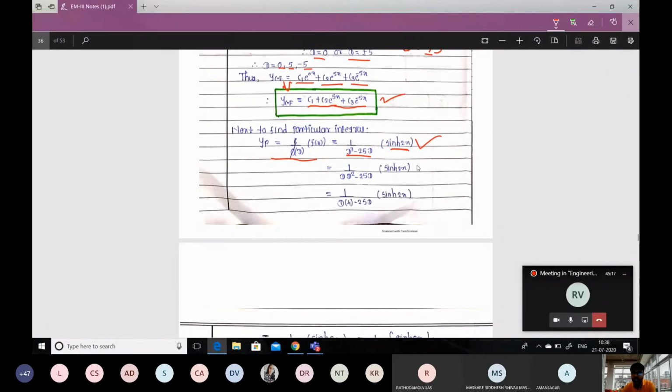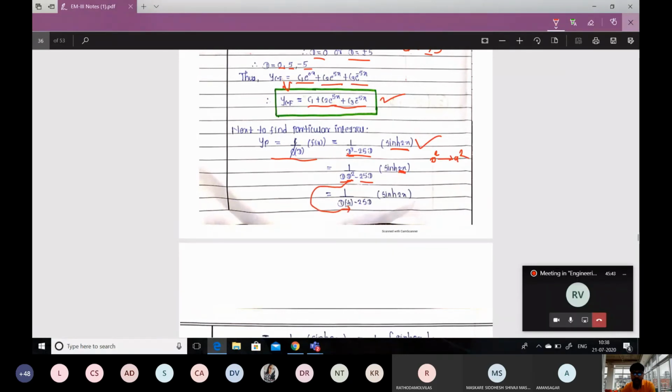So what is that formula? Just replace the D square term by a square. What is that a? a is the coefficient of x, in the angle 2x. That is a, and its square is 4. So find the D square term in the denominator. D cube can be written as D into D square, and minus 25D as it is. Now we can replace this D square term by 4.